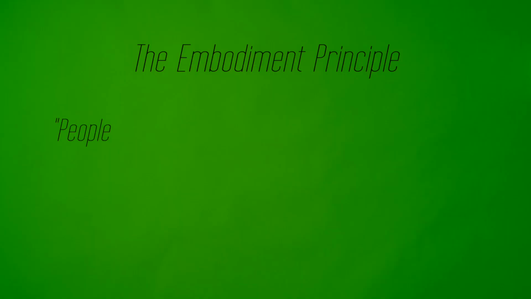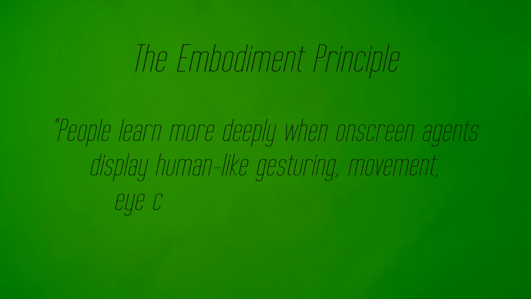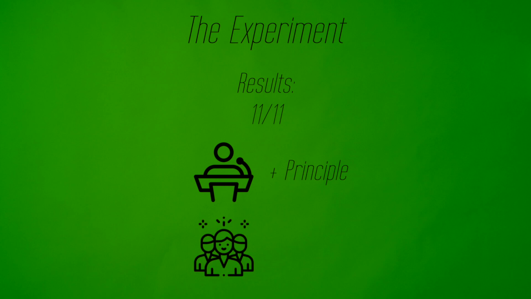The embodiment principle states that people learn more deeply when on-screen agents display human-like gesturing, movement, eye contact, and facial expression. The research showed that 11 times out of 11, presenters that used this principle in the experiments helped groups of students perform better on transfer tests.